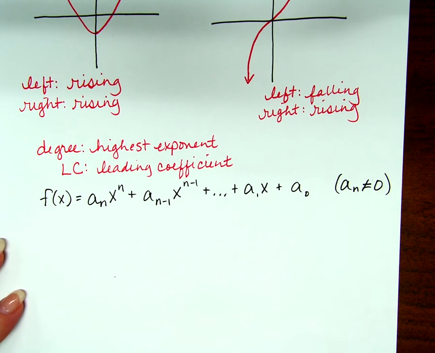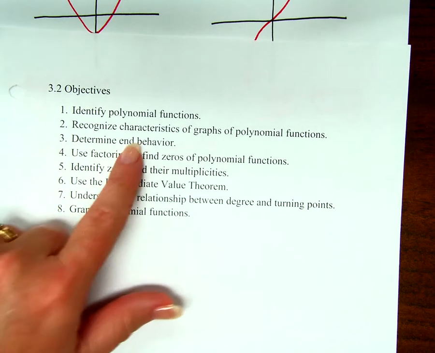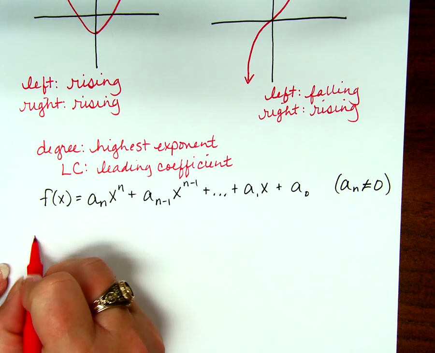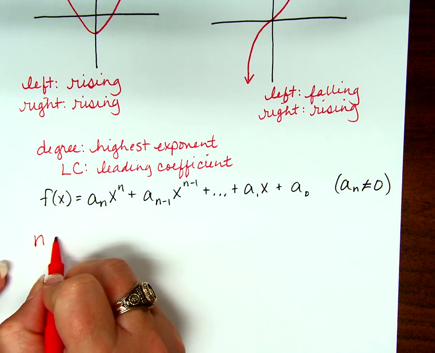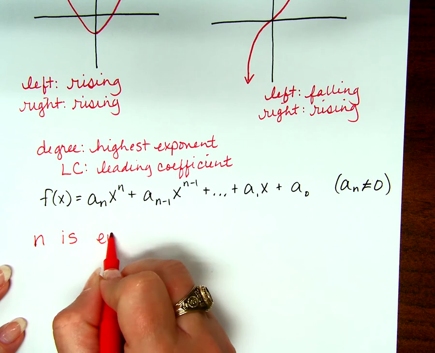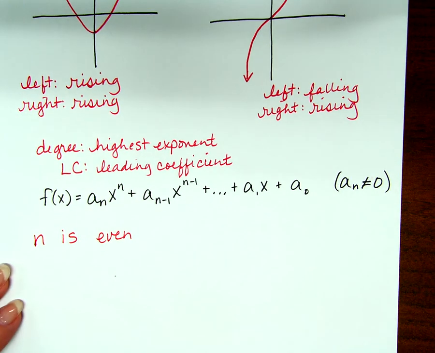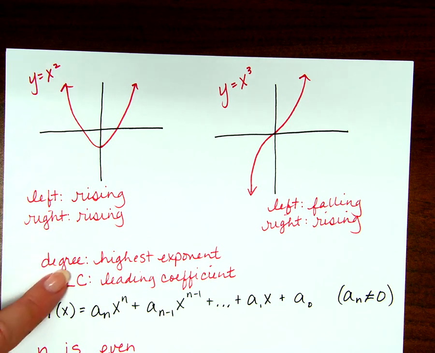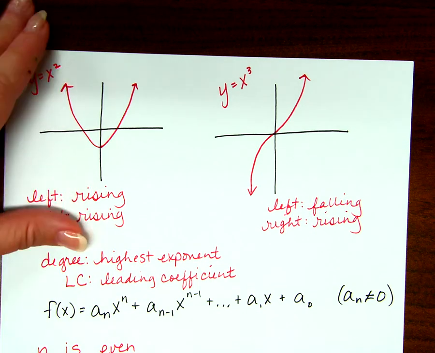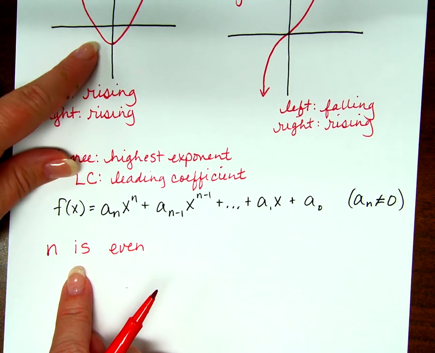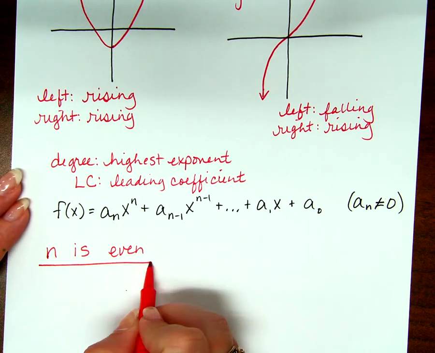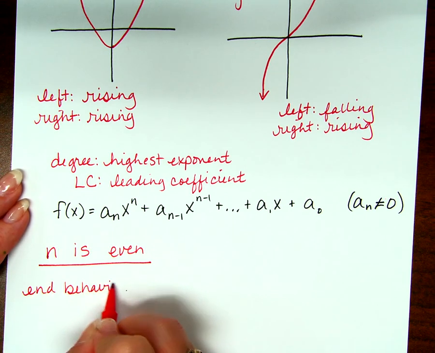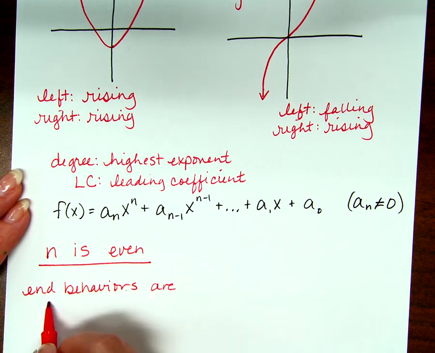What you need to be able to tell me is the end behavior. That's what we're talking about right here. So what happens if n is even? Well, think about this one right up here. Is this n, this degree, even? Yeah? So referring to this graph right here, when n is even, what's true about the end behaviors? They are the same.